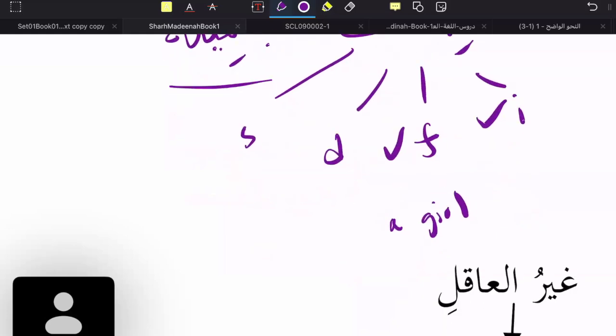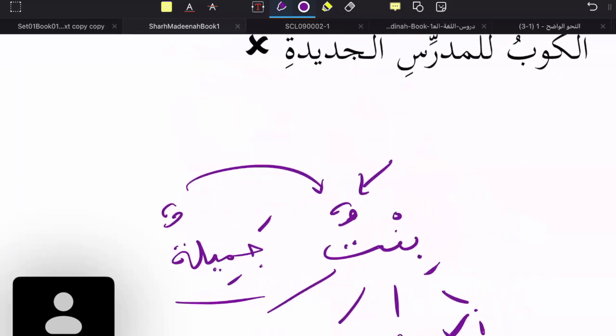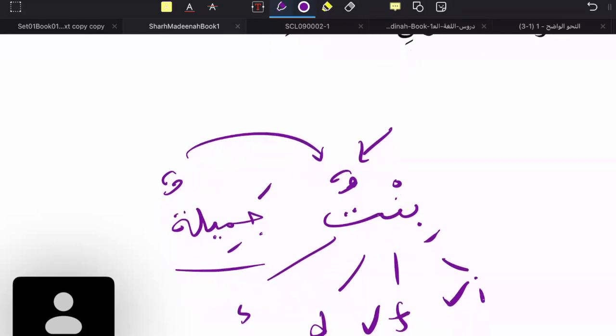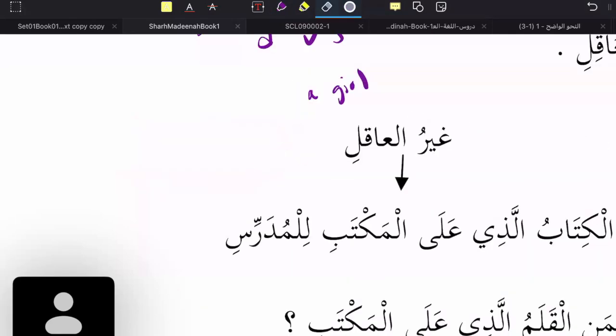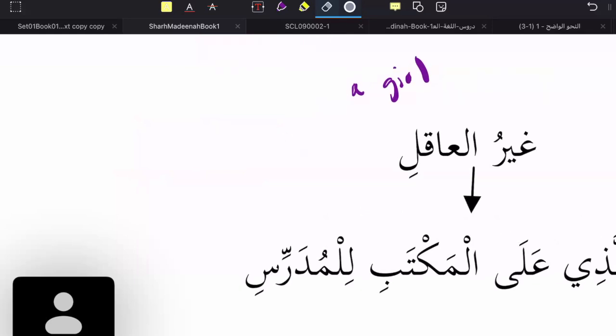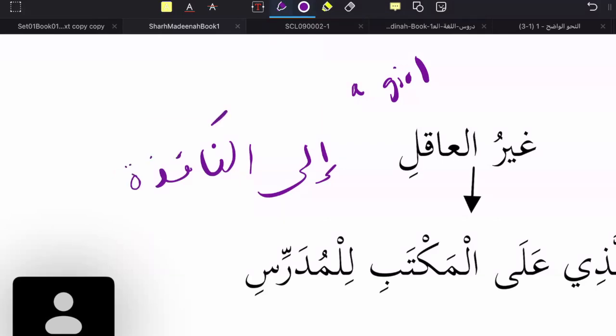But one thing to note is that in Arabic, the adjective comes after the noun. In English, we say the adjective first: a beautiful girl. But in Arabic, we say bint Jamila, with the noun first and then the adjective. So one more. Let's say we say ila, to the window.